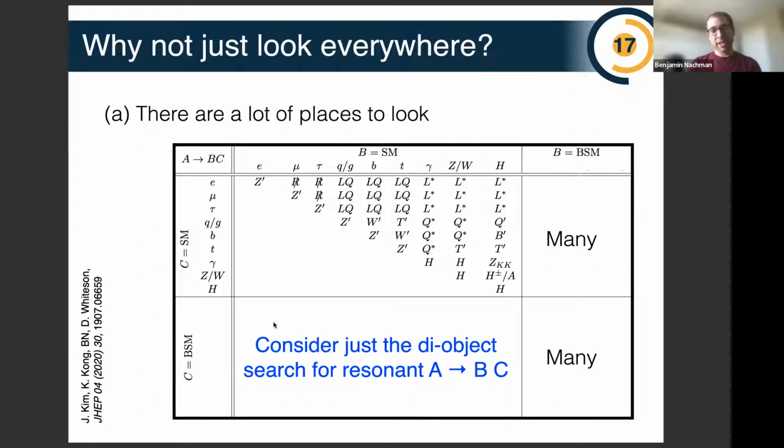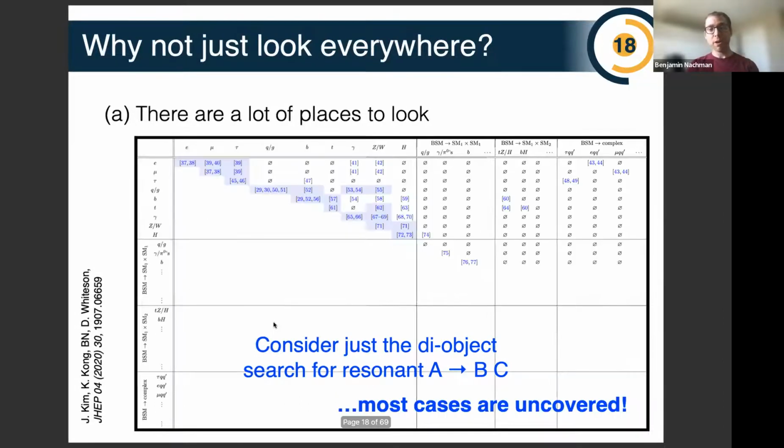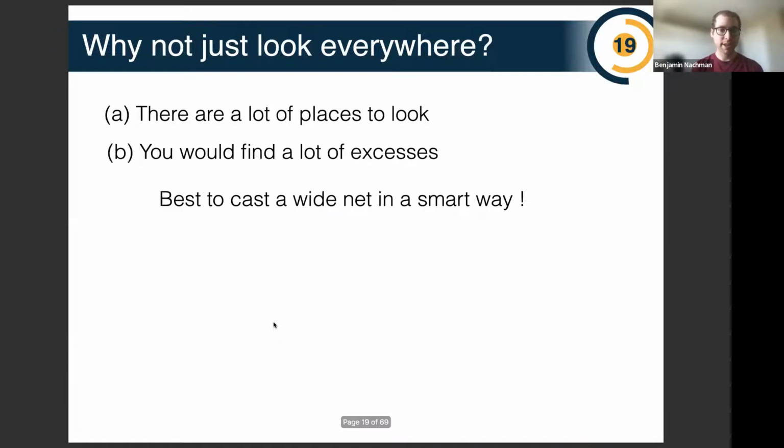And the complement to this is that in addition to there being lots of places to look, most of those places have not been looked at. So this is a similar table where if there's a circle with a line through it, that means there's no measurement at the moment that tries to probe that region of the phase space. And if you see a number, it's a citation to a paper. So basically most of the area is uncovered, and we just don't have the bandwidth to look everywhere.